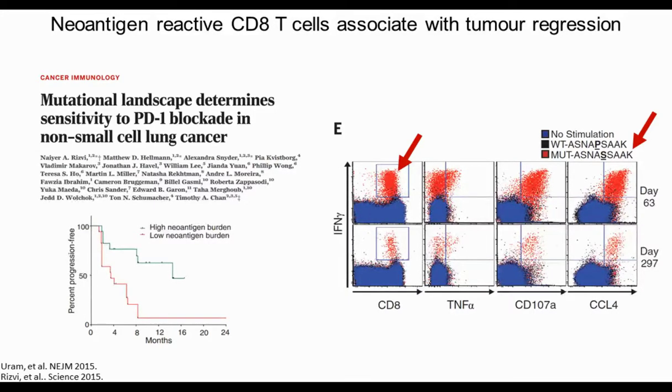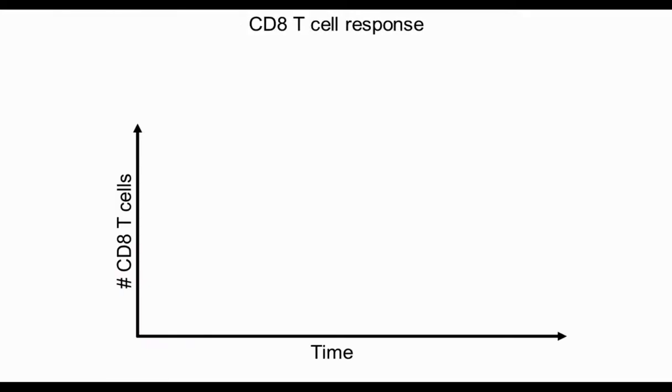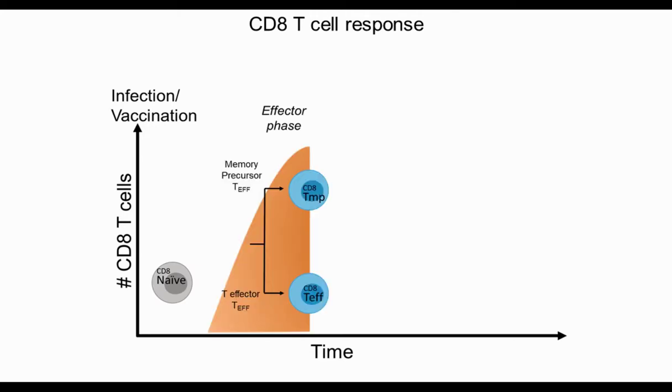So if we want to understand how a CD8 T cell response works, we can graph the time versus the amount of CD8 T cells. We can imagine that in the case of an infection, a vaccination, or even a tumor, CD8 T cells are in a naive state, and once they recognize their antigen, they start proliferating and become effectors. And we can talk about memory precursors and effector cells.